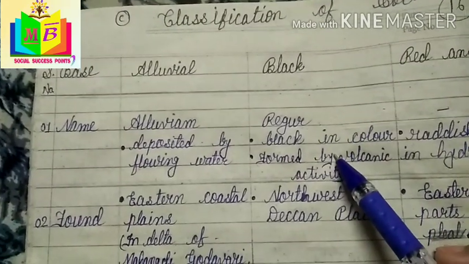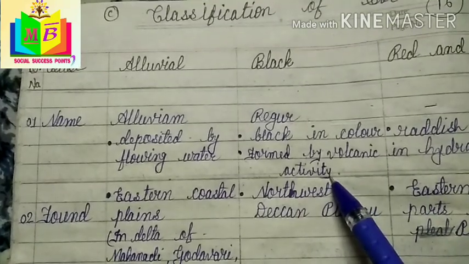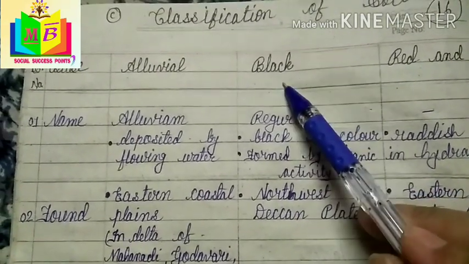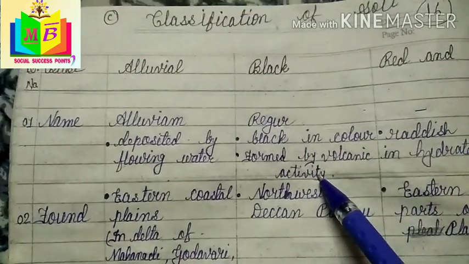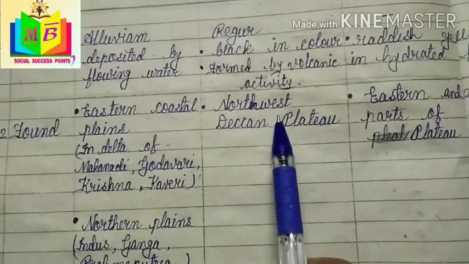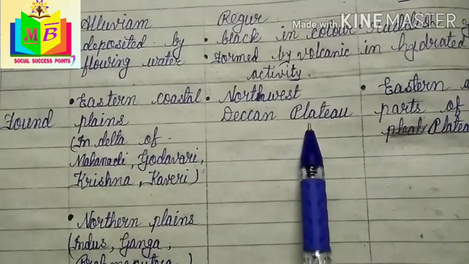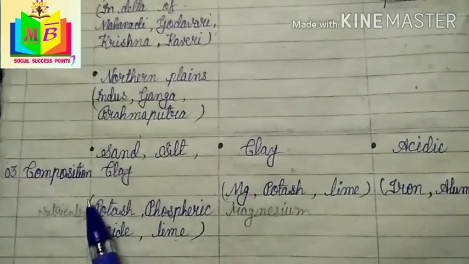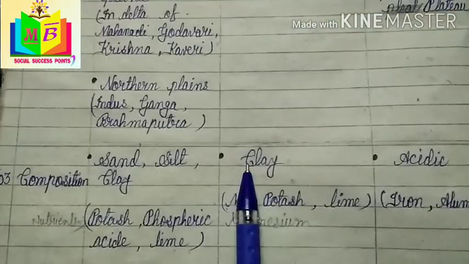It is black in color, and it is formed by volcanic activity. How is the black soil formed? Black soil is formed by volcanic activity. The second parameter is where it is found. Black soil is found in the northern west Deccan Plateau, because we know very well that the Deccan Plateau is formed by volcanic activities. Now third is composition. Black soil is composed of clay.